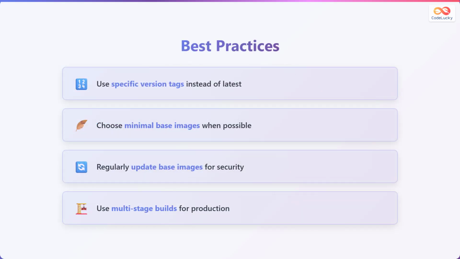Here are some best practices to keep in mind. Use specific version tags instead of latest. Choose minimal base images when possible. Regularly update base images for security. And use multi-stage builds for production.